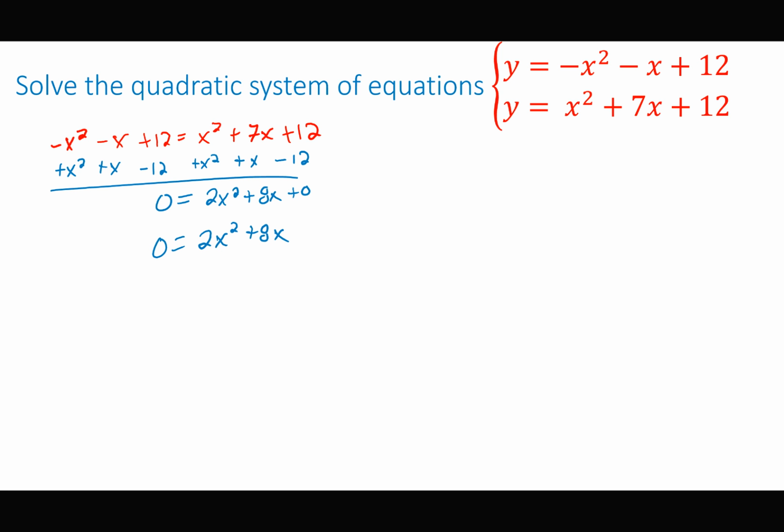So from this step, once we get everything, we set them equal to each other. We can move all the x's to one side and set it equal to 0. This one, is there a greatest common factor of 2x squared plus 8x? What can we factor out, Inez? 2x. And so this becomes x plus 4.